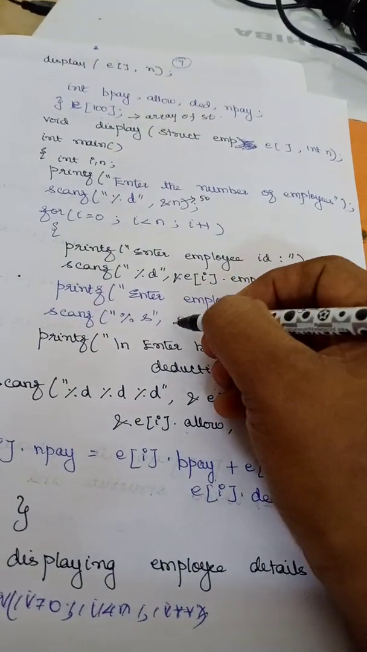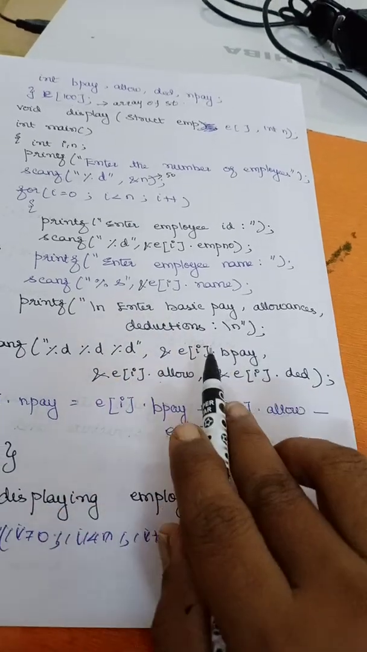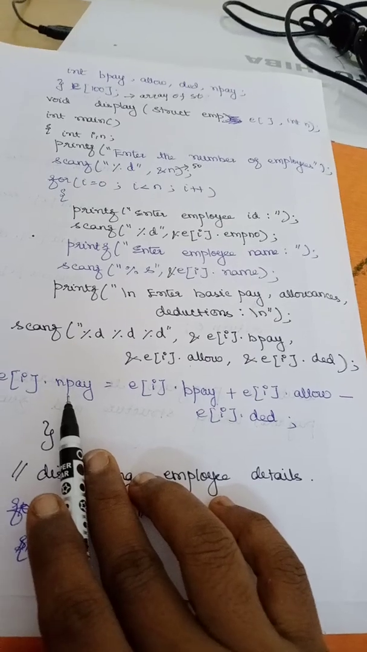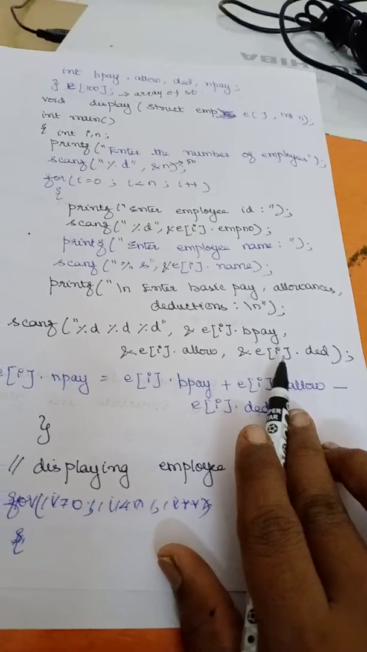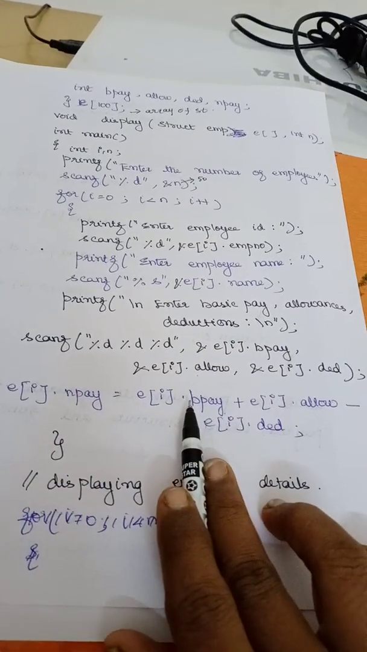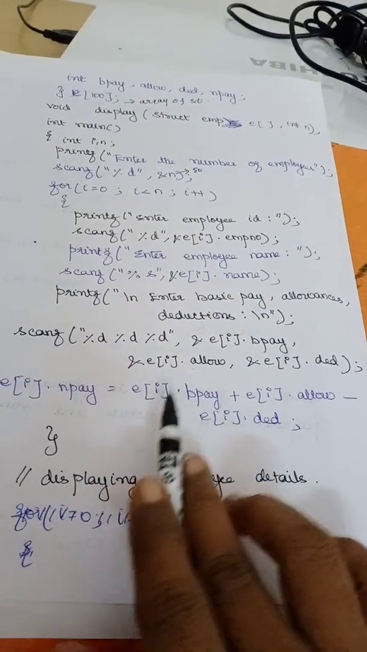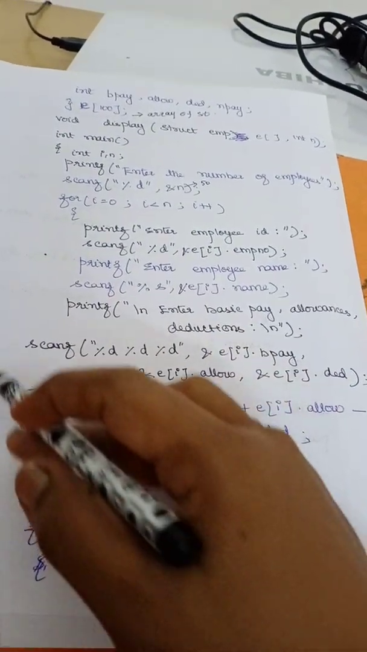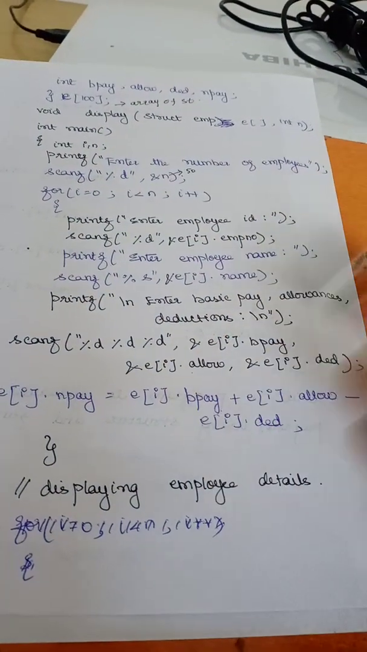Again, for the first employee, I'm getting the name. Similarly, I'm getting the basic pay, allowance and deductions. And then we are calculating the net pay. Net pay I can calculate directly, so I'm not getting it from the user. So net pay is basic pay plus allowances minus my deductions. I am doing this for each and every employee. Still i is equal to 0, I am doing everything and storing it in a structure. And then my for loop will continue, i will be 1 for the second employee and I will carry out all the details.